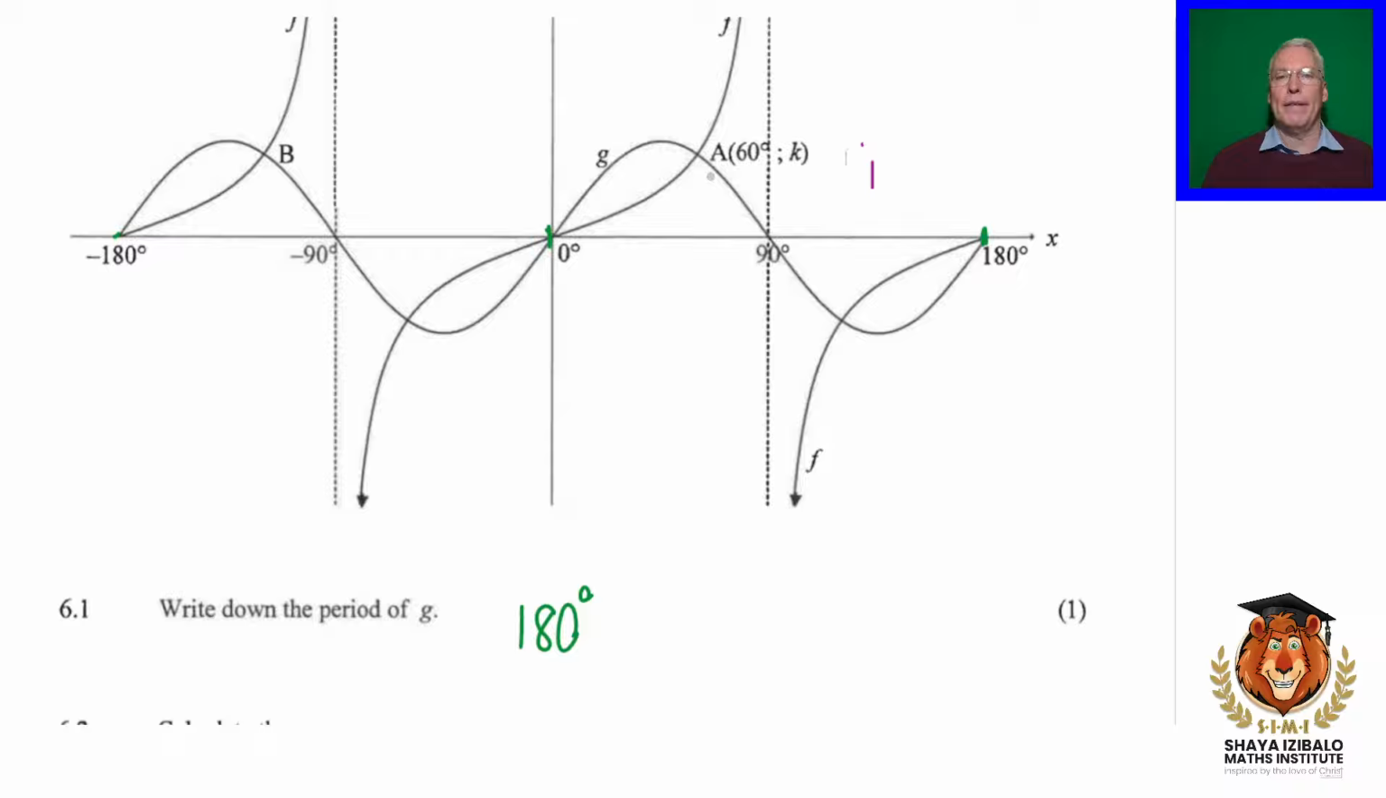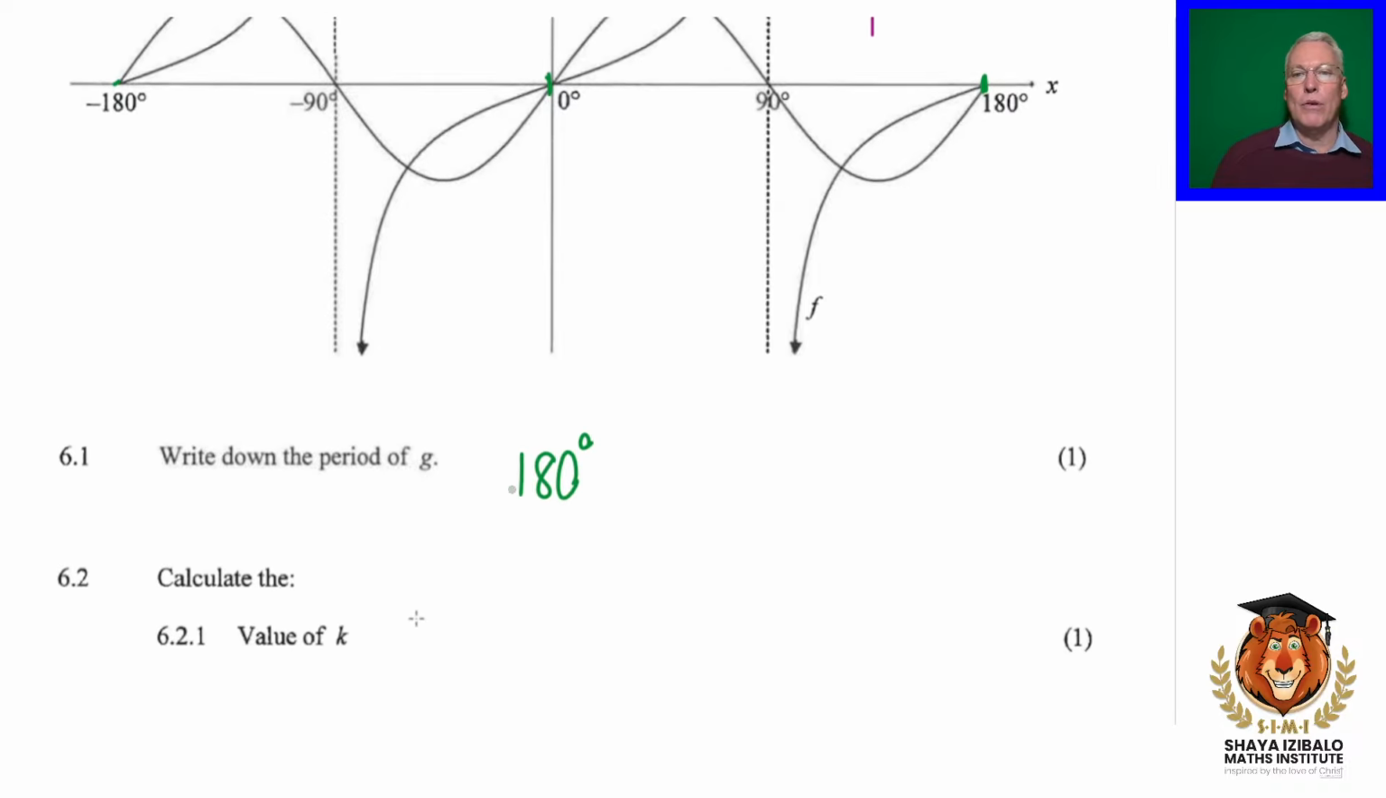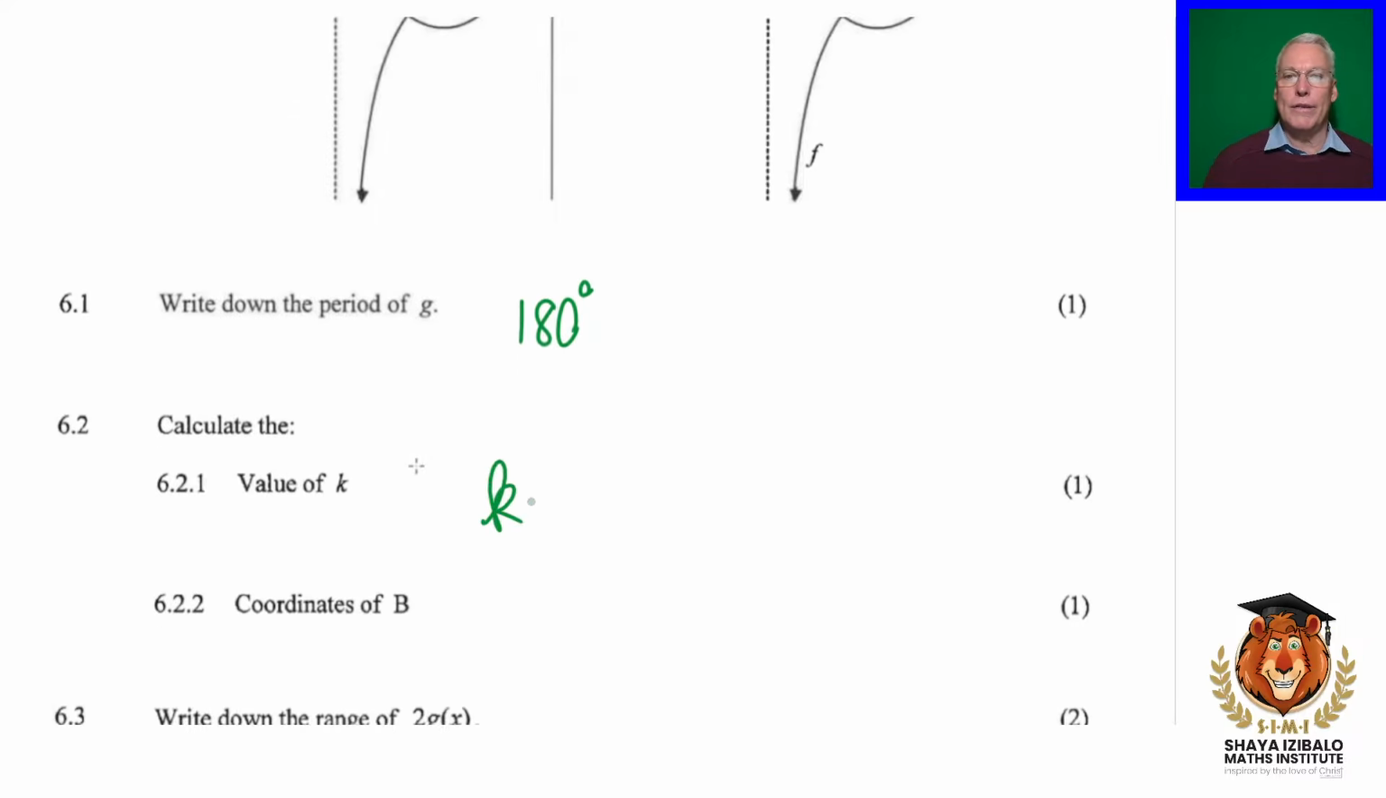Calculate the value of k. The value of k is just the value of either graph at 60 degrees. So we can put 60 into either function. The tan of 60 is in fact the square root of 3. So k is just equal to the square root of 3.